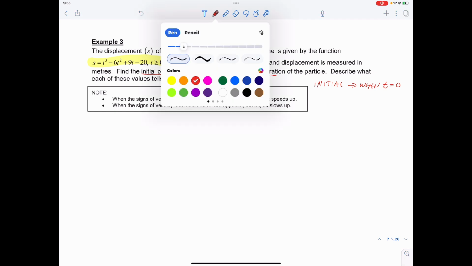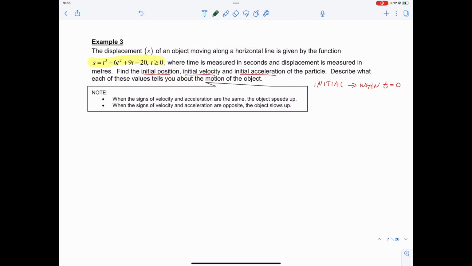So what am I going to say about this one? Well, first, we're going to start with the position. So if s as a function of t is equal to t cubed minus 6t squared plus 9t minus 20, then I'm going to find s of 0. So I have 0 cubed minus 6 times 0 squared plus 9 times 0 minus 20, which is just going to equal negative 20.